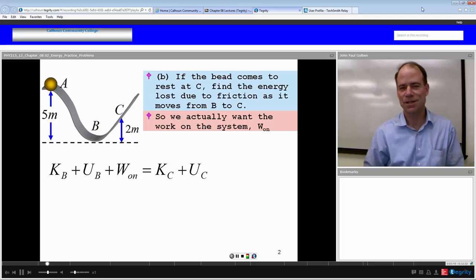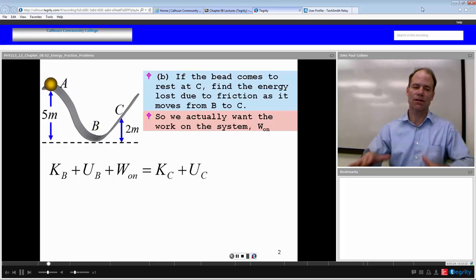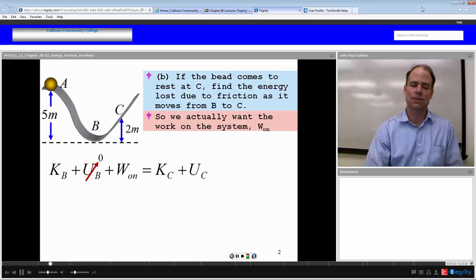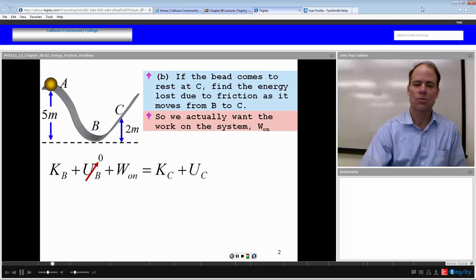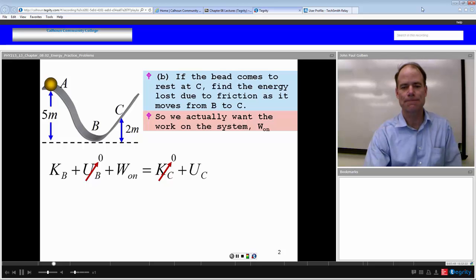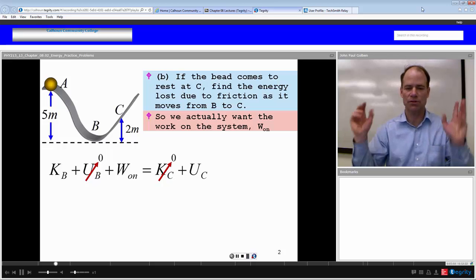Next question, which of any of these terms might actually be 0? Well, we're going to define our lowest height in the problem as our 0 height, and hence our potential energy at B will be 0. We're going to have work done along the way. That's what we want to find, so that's not 0. And we do know we are moving at B, so we have kinetic energy at B. We're going to momentarily stop at point C, so our kinetic energy at C is going to be 0. And we can calculate the potential energy at C, but we want to solve this equation now for the work done along the way. So we got rid of 2 terms right away.